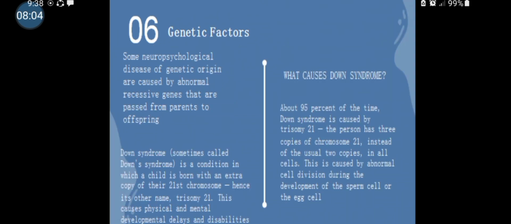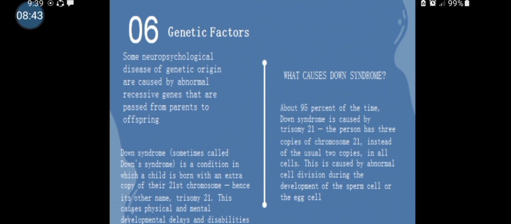Next, we have the genetic factors. So, some neuropsychological disease of genetic origin are caused by abnormal recessive genes that are passed from parents to offspring. Like, we have Down syndrome, a condition in which a child is born with an extra copy of their 21 chromosome. Hence, its other name, trisomy 21, this causes physical and mental developmental delays and disabilities.